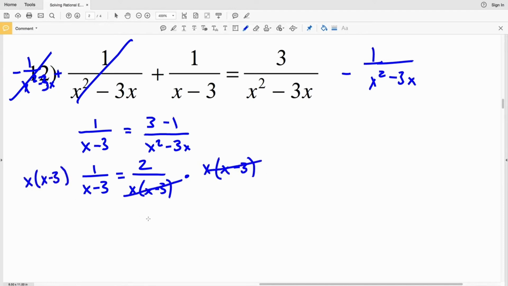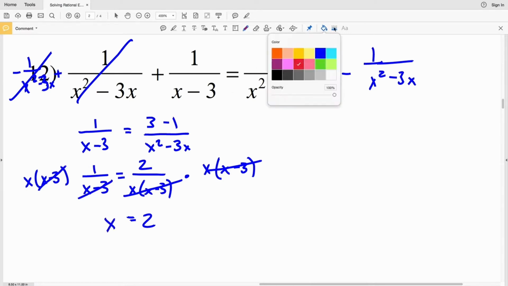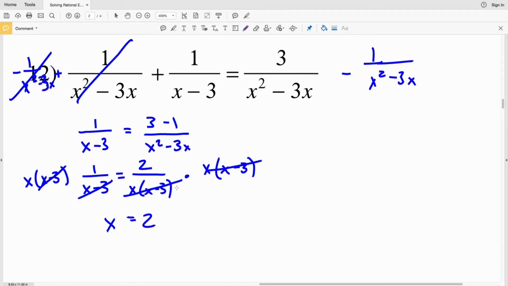Doing that will leave us with the positive 2 on the right-hand side, and the x minus 3's will cancel out, so we'll be left with x times 1, which is x. So x equals 2 is the solution for number 12.